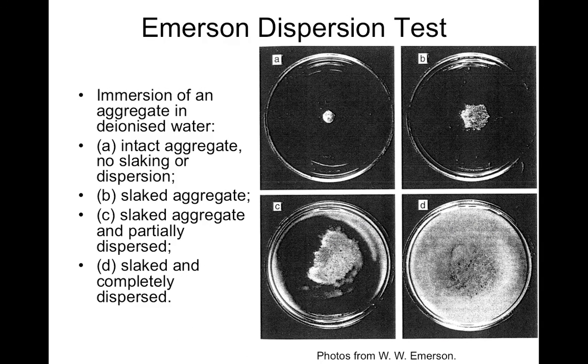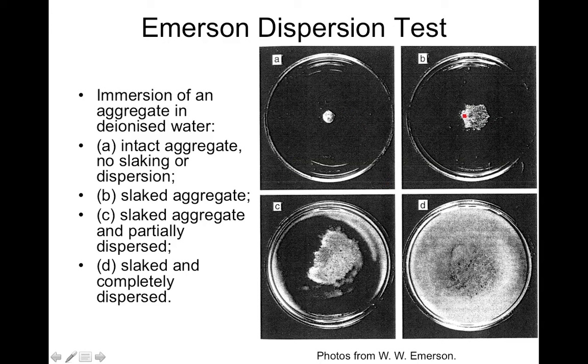So how do we do these tests? Well, the standard test and the most commonly used one is called the Emerson dispersion test. What you do is you get a little petri dish and you drop your aggregate into the middle of the petri dish, and then you wait. Then you record what happens after certain periods of time. If your aggregate looks pretty much like the aggregate you dropped in initially, then it's probably a stable aggregate and not as readily susceptible to erosion as some of the others.